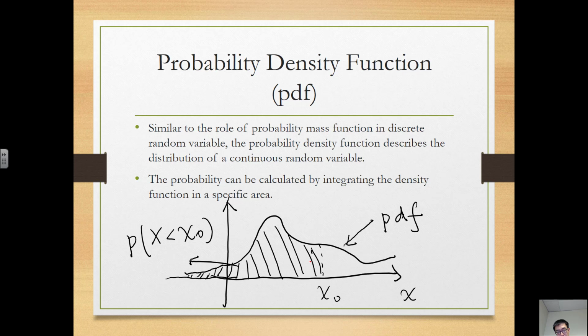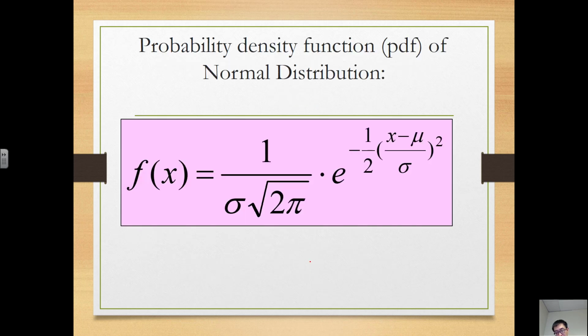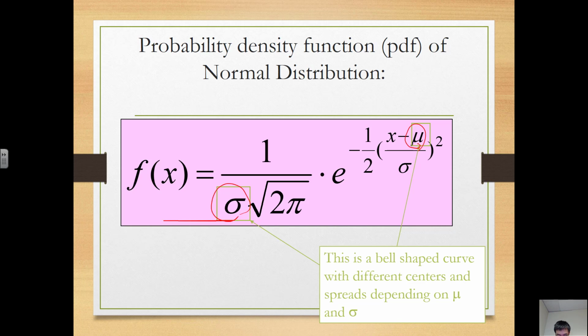So what is the PDF of normal distribution? It's like this. You don't need to remember this exactly, but you need to know the meaning of sigma and the meaning of mu. This sigma is just the standard deviation, as we said before, and the mu is the mean of this normal distribution.